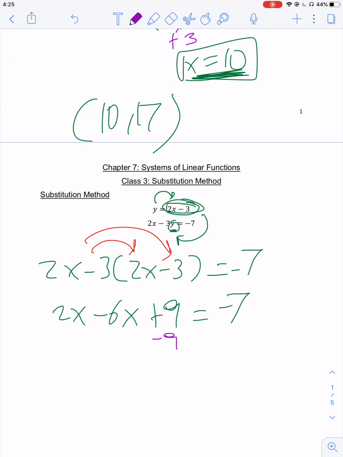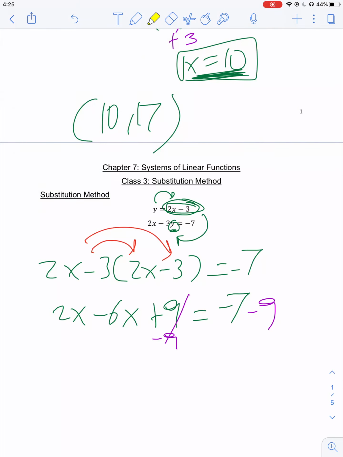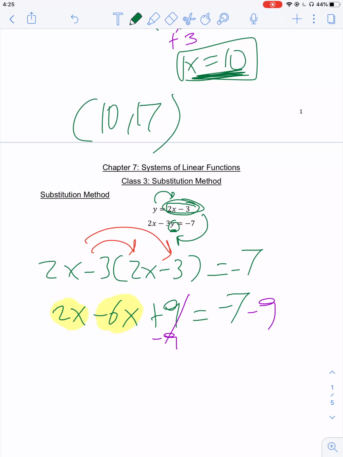So I'm going to do minus 9, so this will disappear. And then combine your like terms together. Remember, like terms have the same variable, right? And they also have the same exponent. So I can actually combine these two together. And if I do that, I'm going to get 2 minus 6 is minus 4.